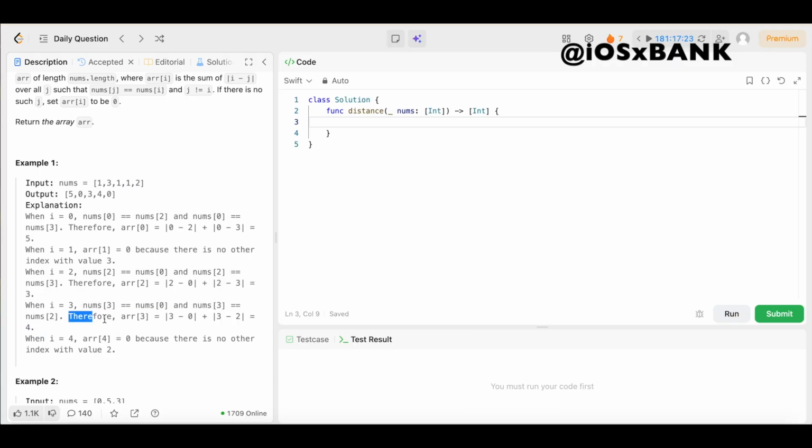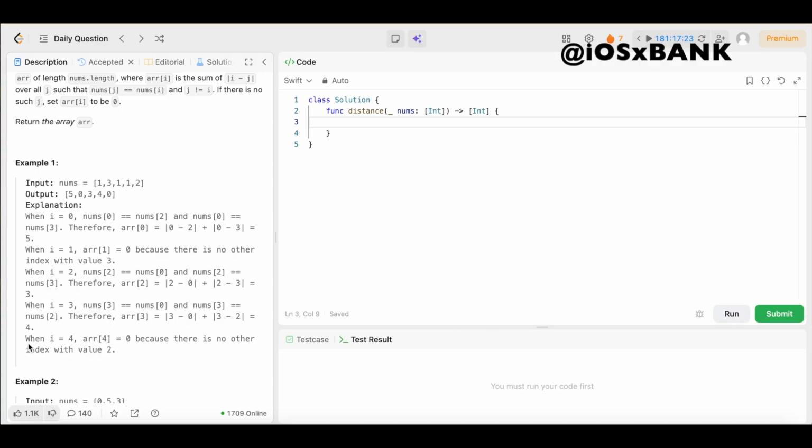So therefore, r of 3, which is index 3 over here, is going to be the absolute value of 3 minus 0, which comes from this right here, then plus the absolute value of 3 minus 2, which comes from this right here, which is going to give us 4. So we put a 4 right here at index 3 of r.